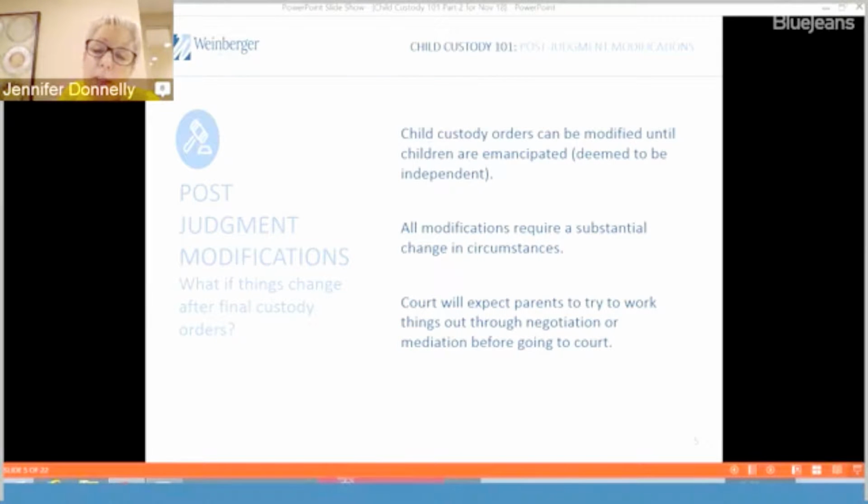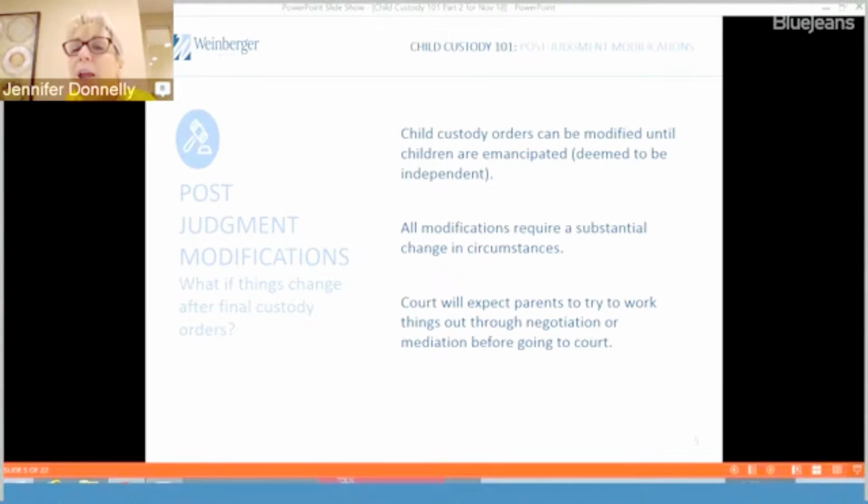As always, the court will expect parents to try to work things out through negotiation or mediation before going to court. So, if you two are able to co-parent effectively, if you're able to sit down with each other and hammer out things that have come up since the last time you were in court, do that. You may need the assistance of a mediator. Perhaps you used a mediator to come up with your initial court order. It's really important for you to try to work things out. The court is going to expect that you do it. And quite frankly, you want to have control over your custody orders going forward.